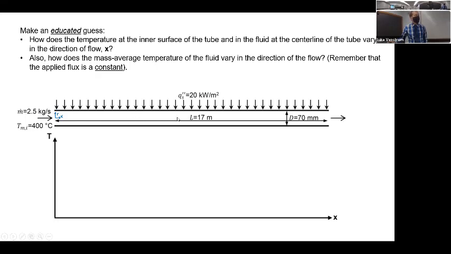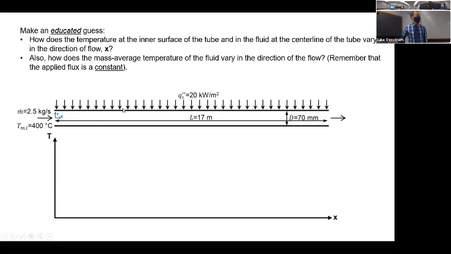Then I want you to think about how this mass average temperature, or the mean temperature of the fluid, changes as we flow down the tube. Of course, there is no radial dependence on the mean temperature, because it represents some average temperature at any particular section of the tube. But if we plot that as a function of x, which we can do, how does that change as we flow down the tube?